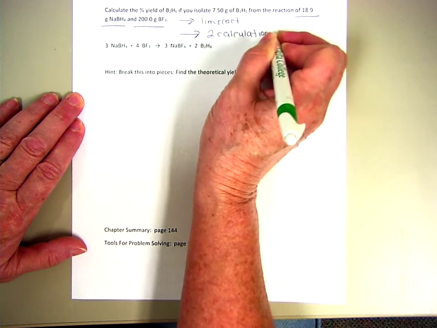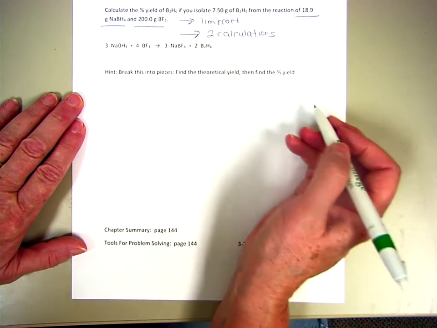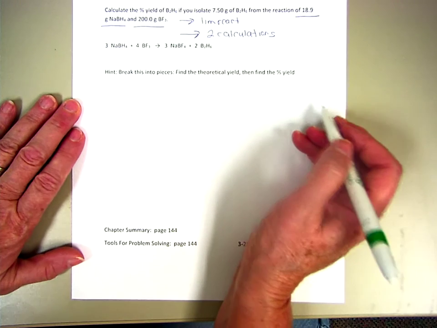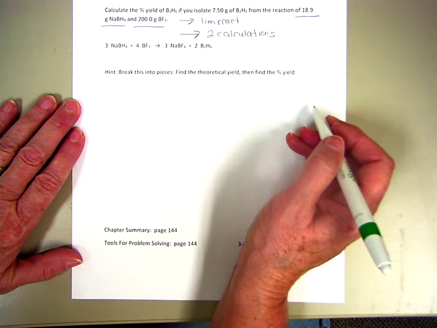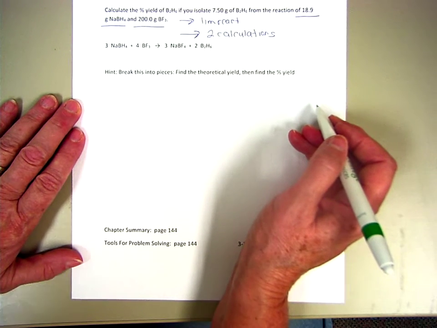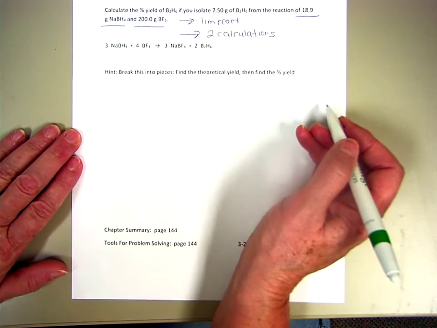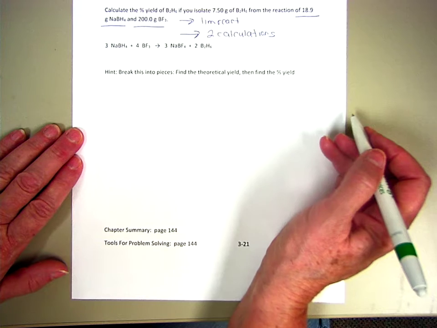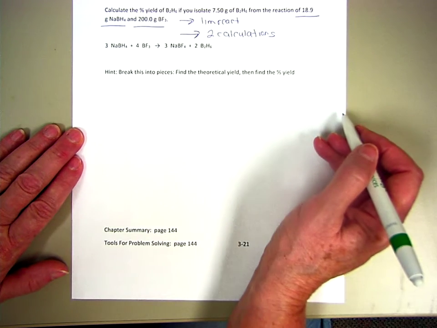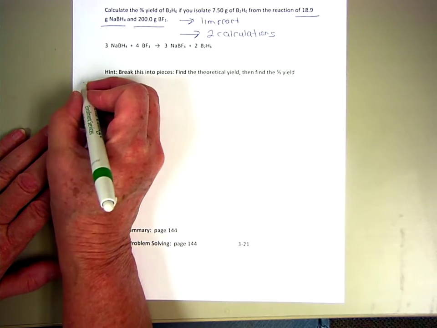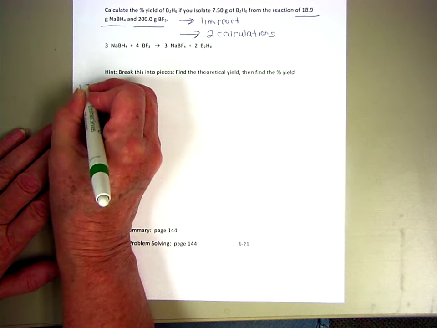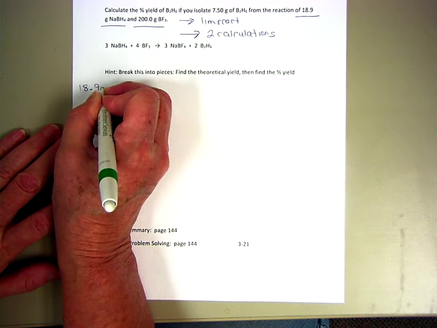So now let's look at this. The equation is balanced as written, so I can go ahead, get my periodic chart out, find the molar masses of the sodium borohydride, the boron trifluoride, and the B2H6 so that I'm ready to start my calculation. I'll start by calculating how much product I can make from the 18.9 grams of sodium borohydride.